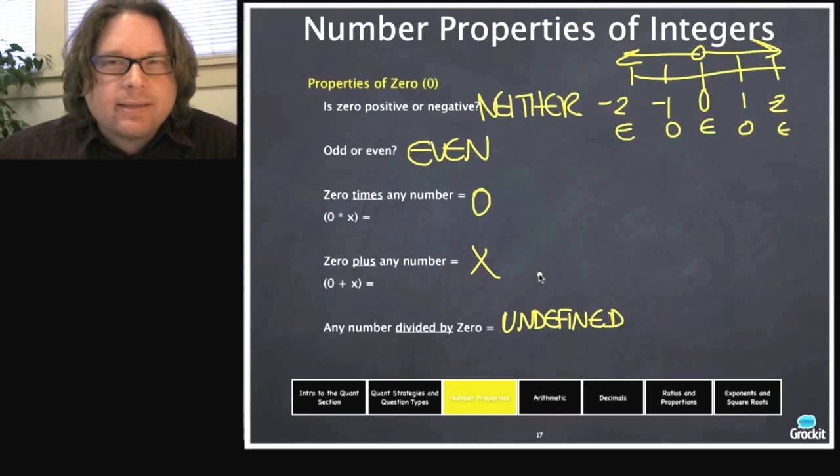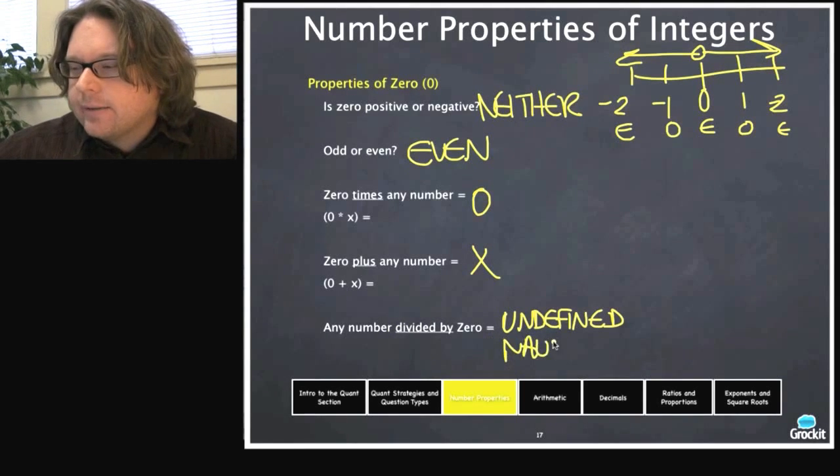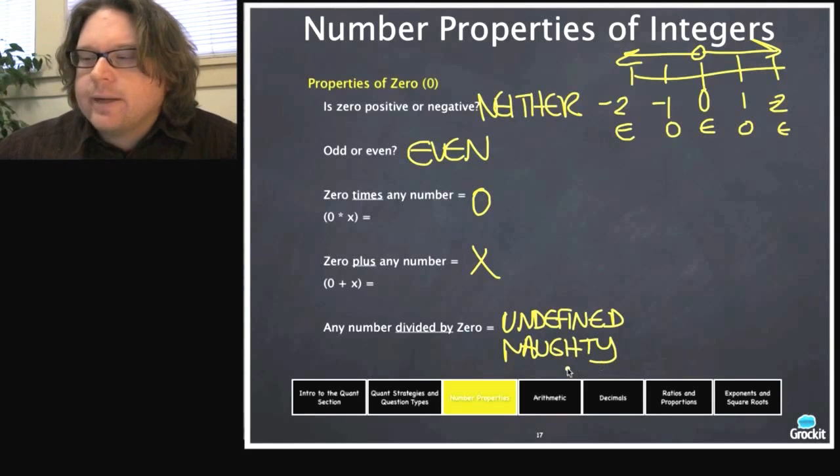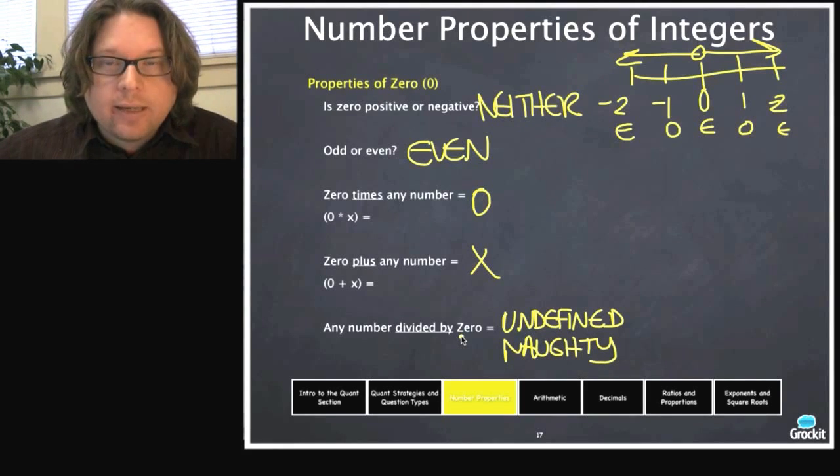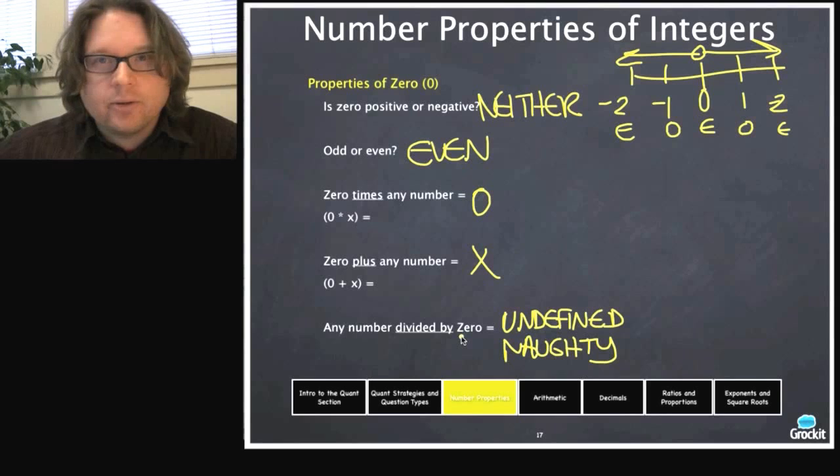So maybe that doesn't help you remember it. But just dividing by 0 is naughty. Maybe it helps if I just write that. Dividing by 0 is naughty. The GRE will not do that and will go out of its way to avoid it. I'll show you what I mean.